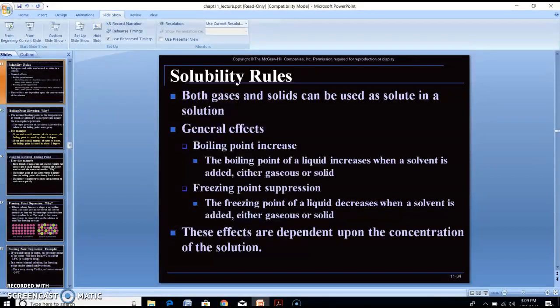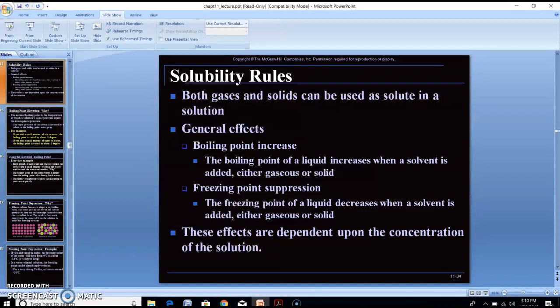Both gases and solids can be used as solute in a solution. General effects: boiling point increases. The boiling point of a liquid increases when the solute is added, either gaseous or solid. Freezing point suppression: the freezing point of a liquid decreases when the solute is added, either gaseous or solid.